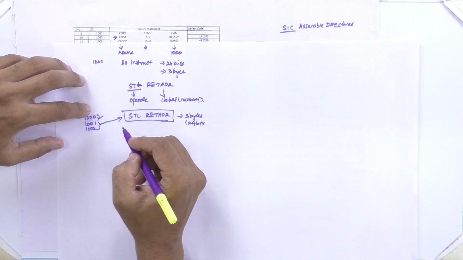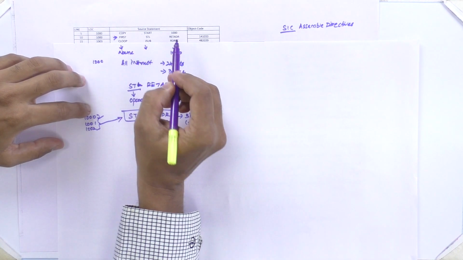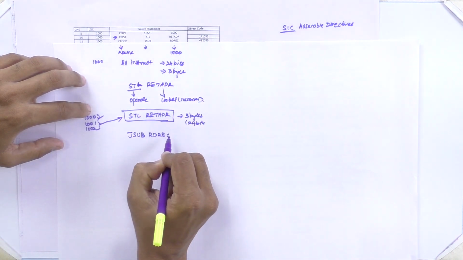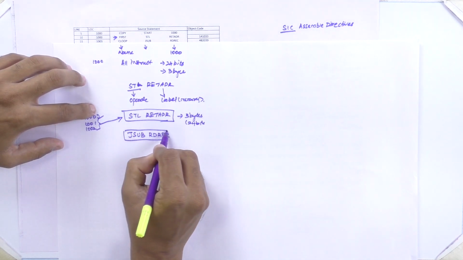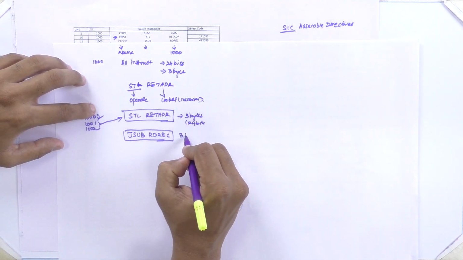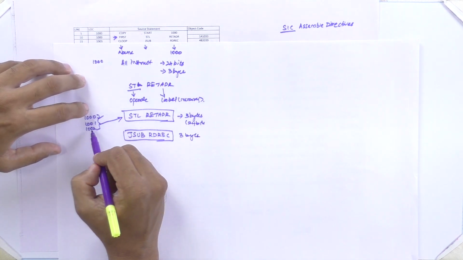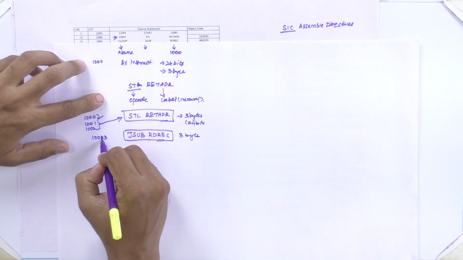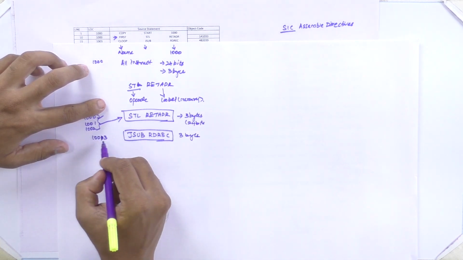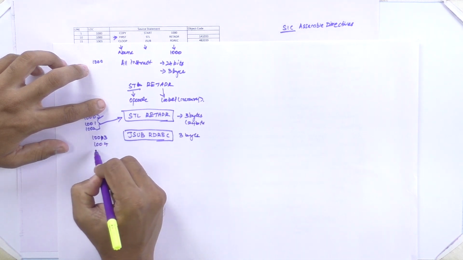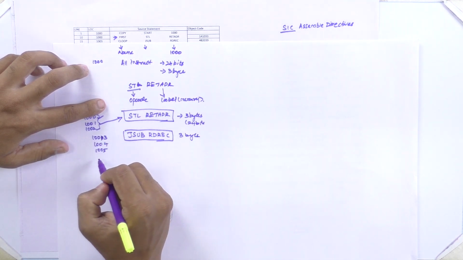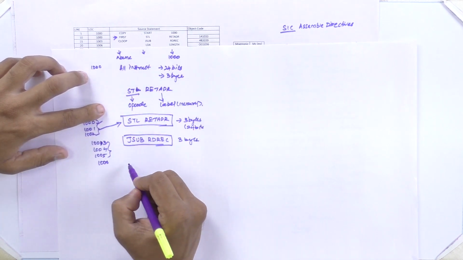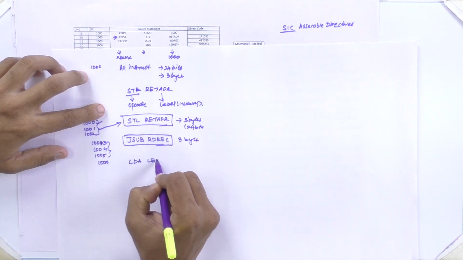The next instruction, CLOOP JSUB RDREC. What is JSUB RDREC? This is another instruction, and these instructions should also occupy 3 bytes. The first instruction has occupied till 1002, so the next instruction must occupy from 1003. This instruction will occupy 1003, 1004 and 1005. So the next instruction must come from 1006. You can see here 1006, that is LDA LENGTH.